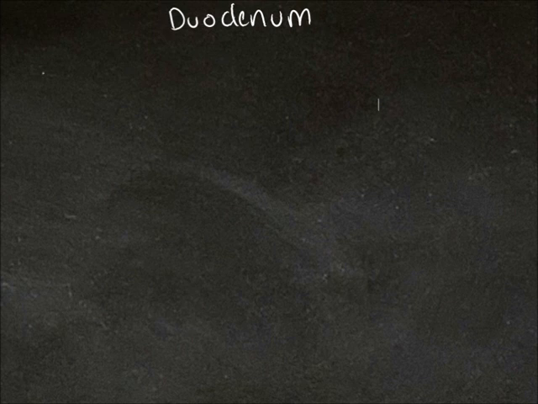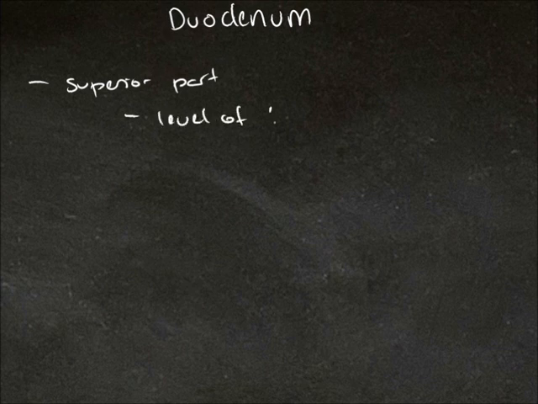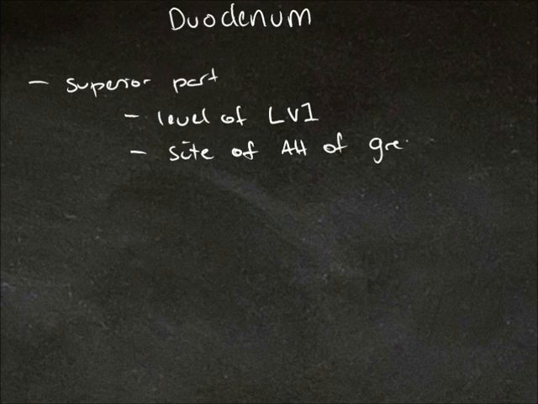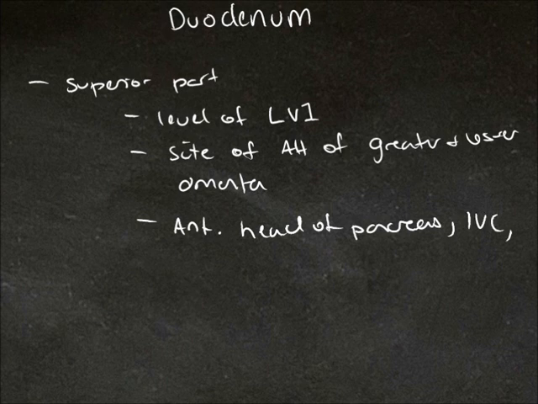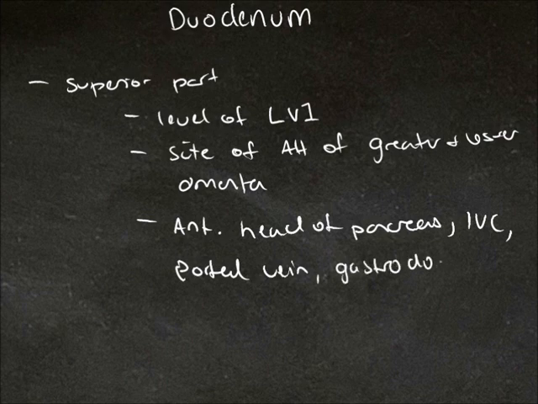Let's have a look at the superior part first. This part is at the level of lumbar vertebra 1. It is the site of attachment of the greater and lesser omenta. It is anterior to the head of the pancreas, the inferior vena cava, the portal vein, the gastroduodenal artery, and the bile duct.